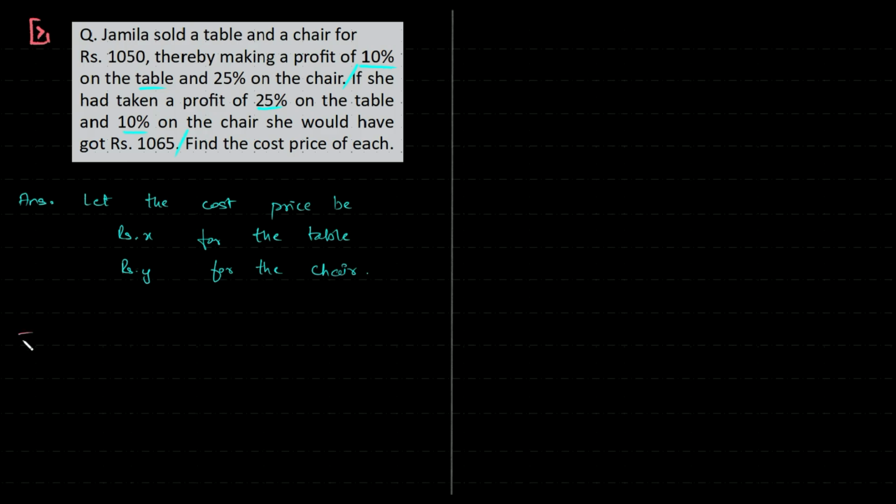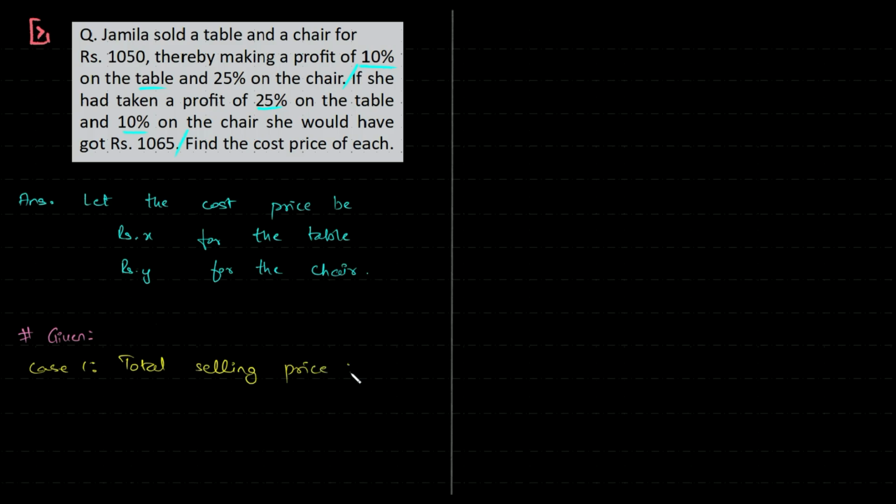Then what is given over here? It's given that if she happened to sell the table at 10% profit and 25% on the chair, she would have got this amount. So basically, the total selling price. There are two cases, by the way. Let me write it in case form. Case 1, total selling price. I'm just writing what is given. Everything is there on the sheet of paper, is it not?